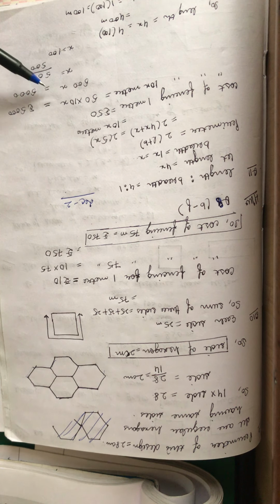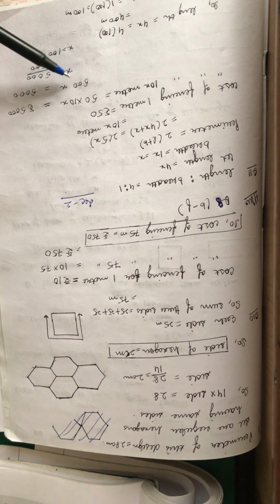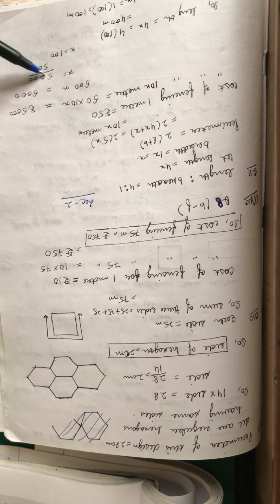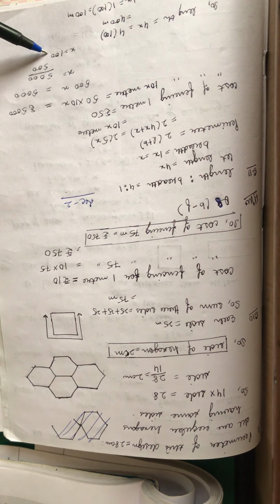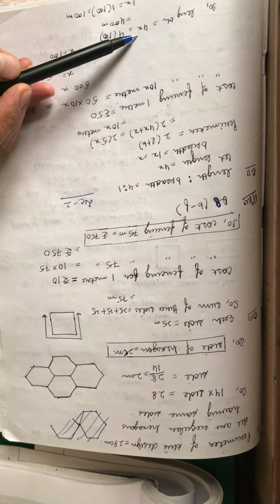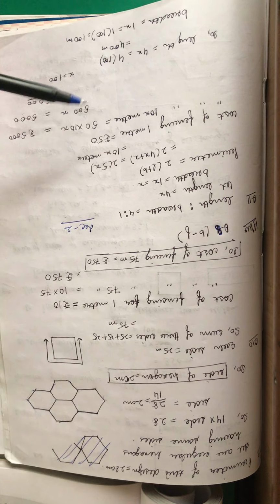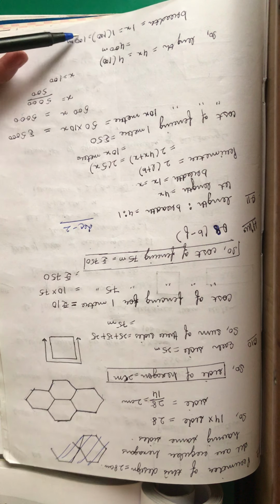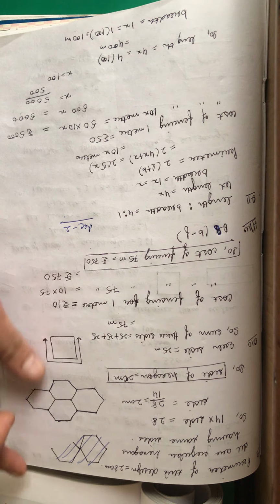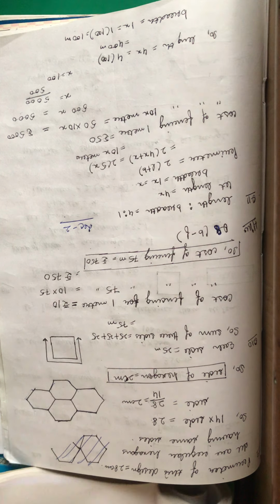Now cost of fencing is equal to 5,000 rupees. So 500x is equal to 5,000. I want to find x. So this 500 will go in the denominator. x will come out to be 5,000 by 500, that is 10. So the length will be 4x, means 4 into 100, 400 meters, and breadth is 1x, that is 1 into 100, 100 meters.